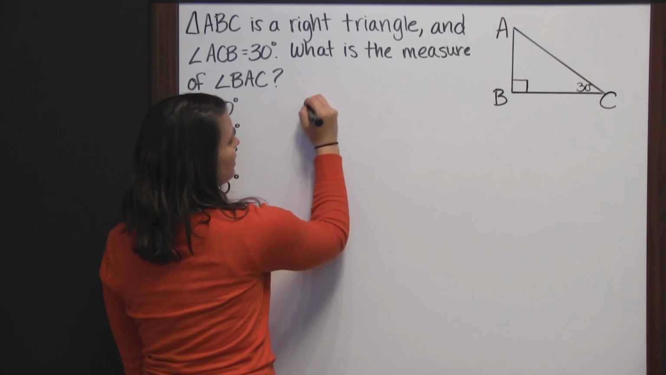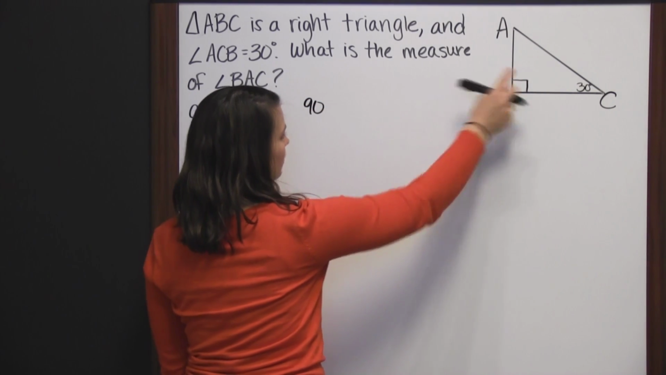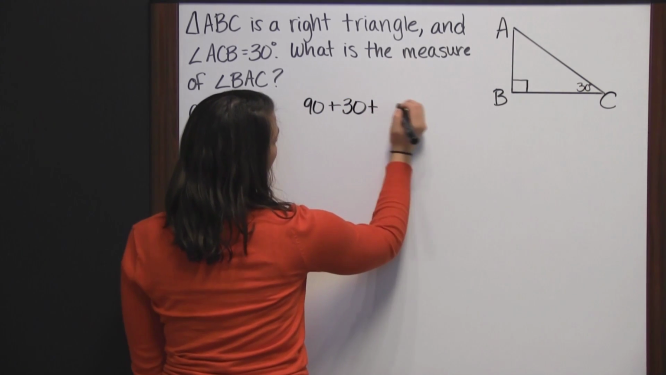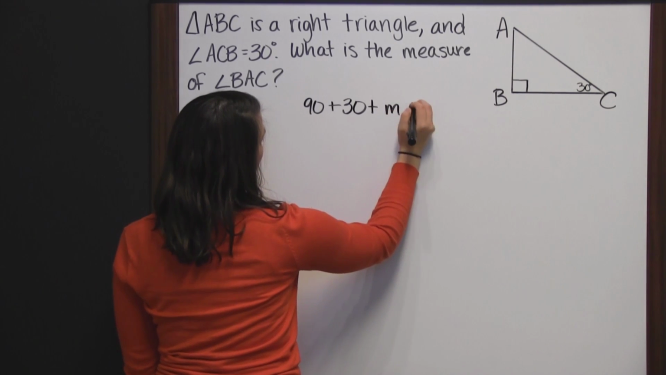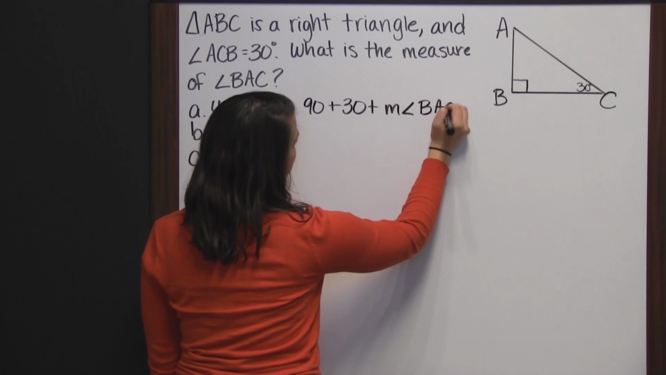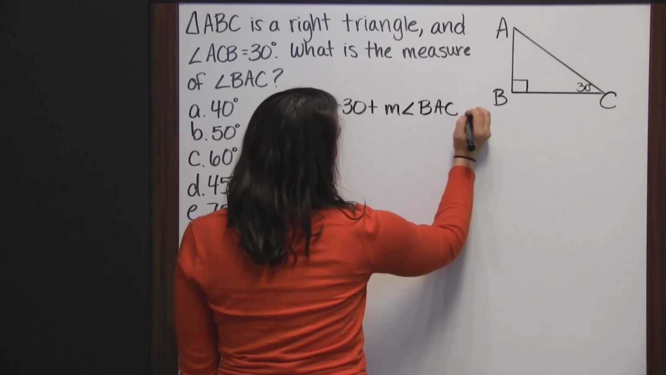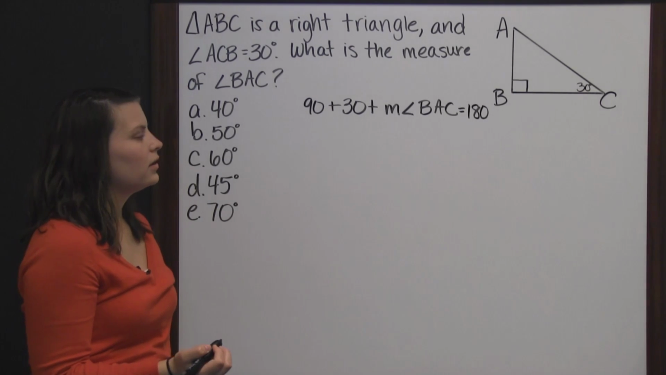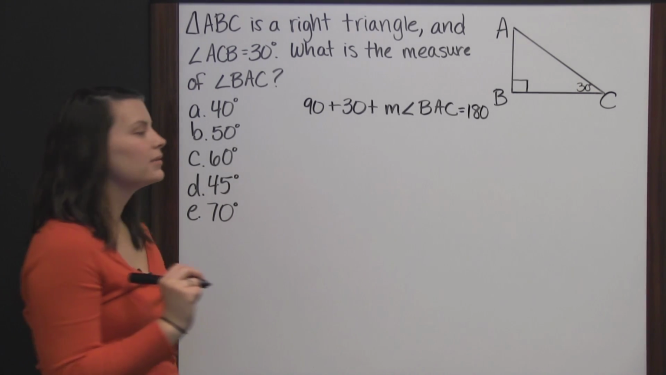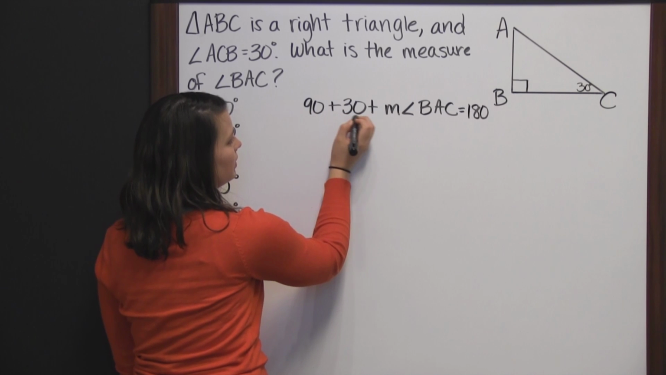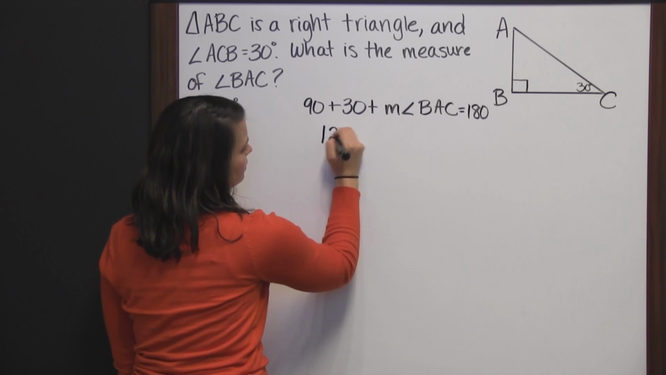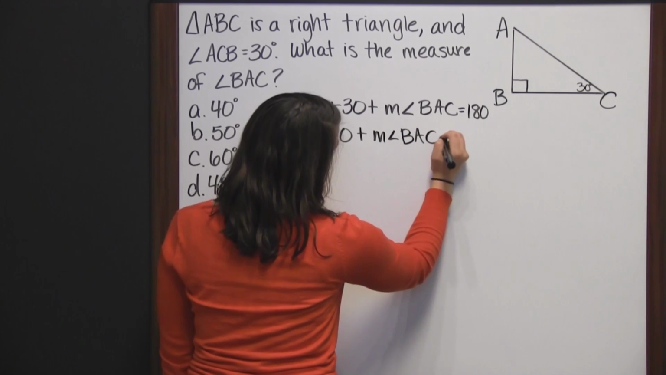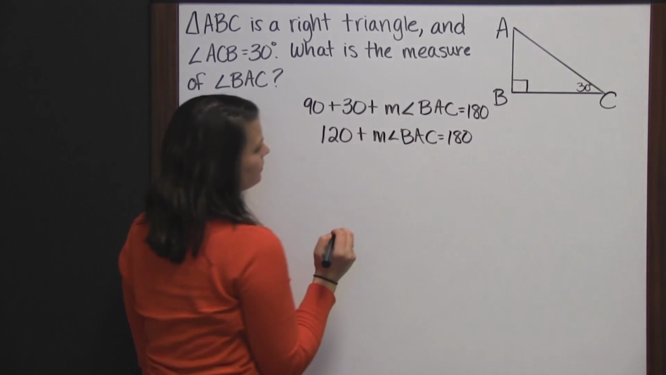So that means that this 90-degree angle plus this 30-degree angle plus the measure of angle BAC right here equals 180. The first thing I need to do is combine like terms. 90 plus 30 is 120, plus the measure of angle BAC is 180 degrees.